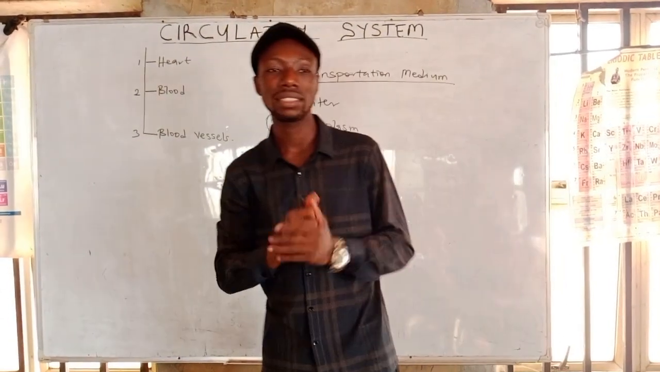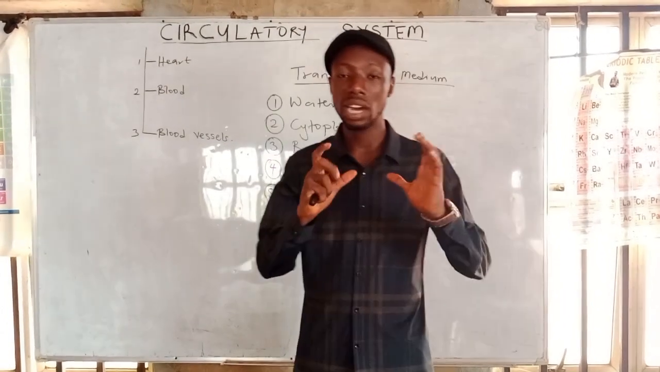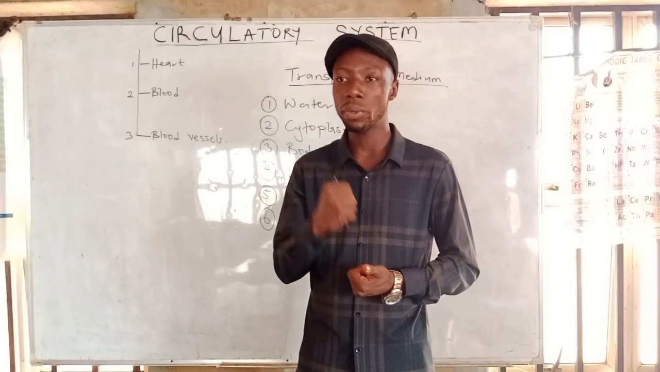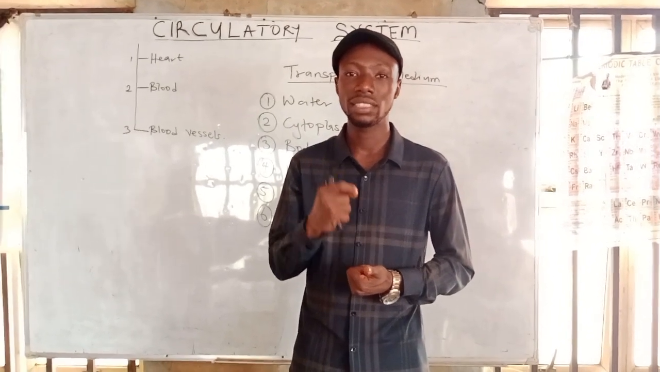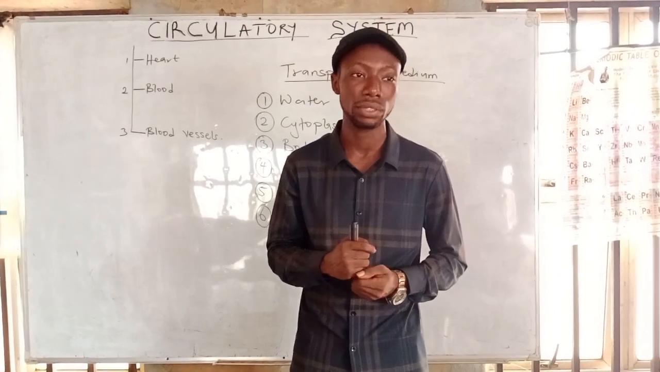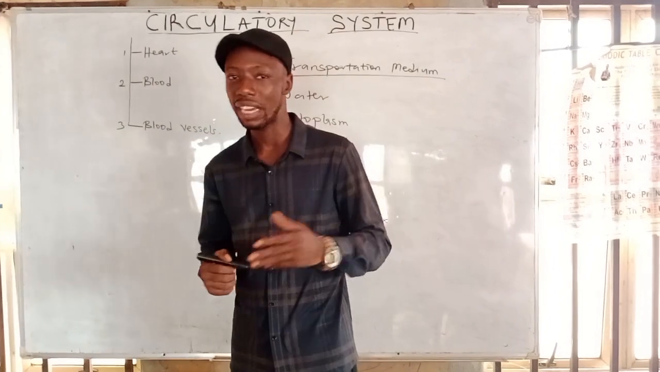Then, what is the heart? The heart here is a pumping organ located in the cardiac cavity, which is housed inside the thoracic cavity. The pumping action of the heart emanates from the SA node, which is the chief pacemaker cells that make the heart beat. And these pacemaker cells, they are four in number.